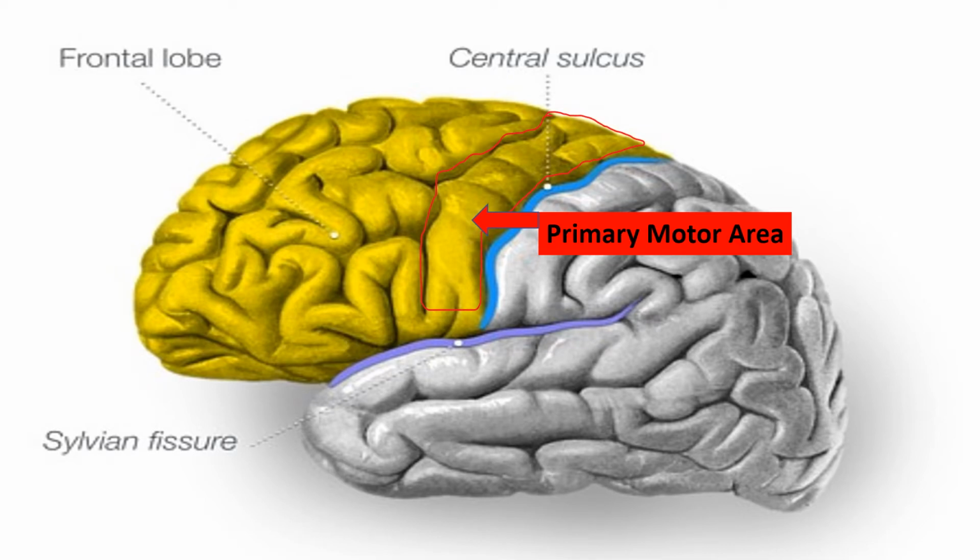At the very back of the frontal lobe, we have what is called the primary motor area. This is the part of the cerebrum that sends signals down to the body and to the muscles in the body.